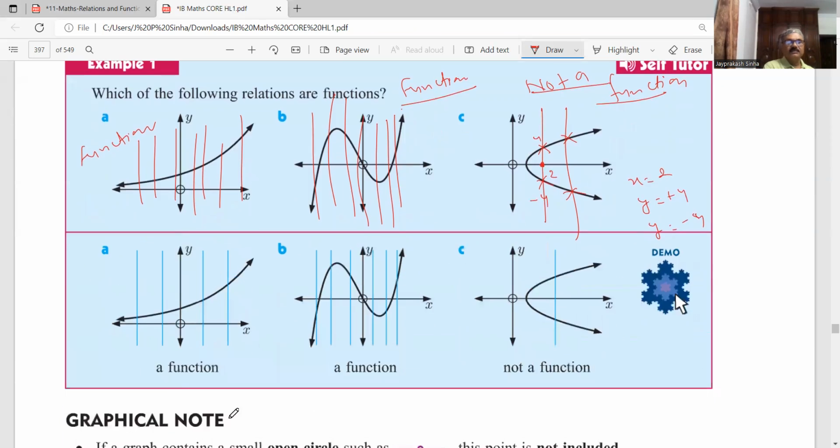Correct. So this is a function, because this vertical line cuts only once. This is also a function because the vertical line cuts only once. Here, see, it is not a function. If only one line cuts the graph more than once, it means it is not a function. It is not required that all the vertical lines should cut the graph more than once. If only one vertical line cuts the graph more than once, then also it is not satisfying as a function. So it is not a function.